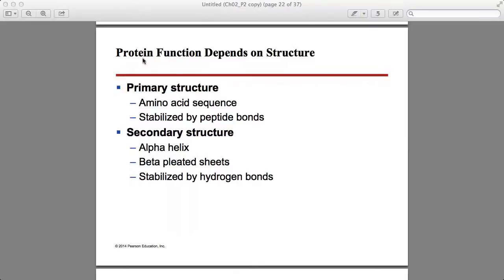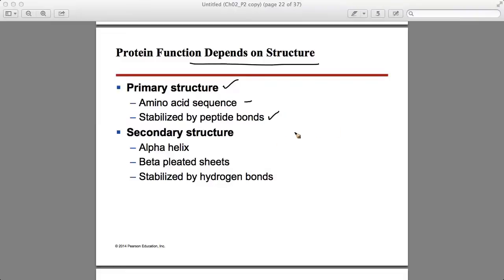Proteins have various functions, and the function that a particular protein plays depends on its structure. And we talk about the primary structure and secondary and tertiary and quaternary structure of proteins. The primary structure is very simple. It's basically the sequence of amino acids that form a particular chain. And these are, again, all made by peptide bonds.